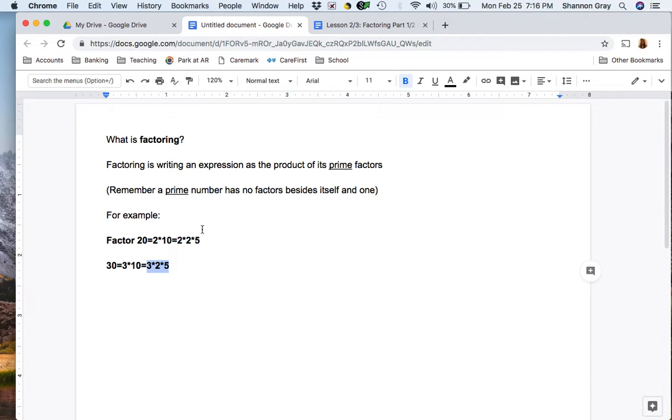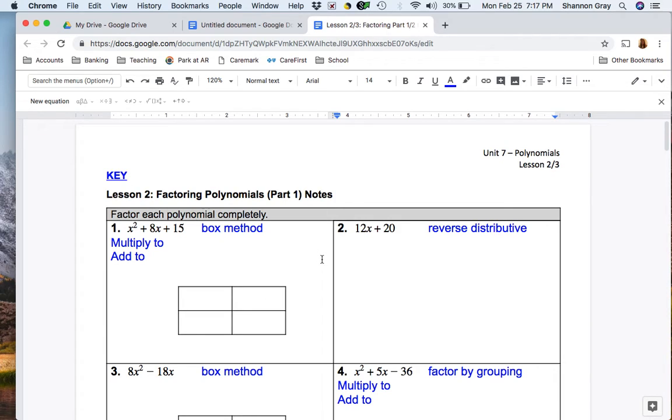Now, sometimes you'll have 3 factors, sometimes you'll have 2 factors, sometimes you'll even have no factors, right? So if we were going to factor 13, well, we can only write that as 1 times 13. So really, we can't write it as the prime factorization because it's already prime. All right, so let's jump into factoring polynomials.